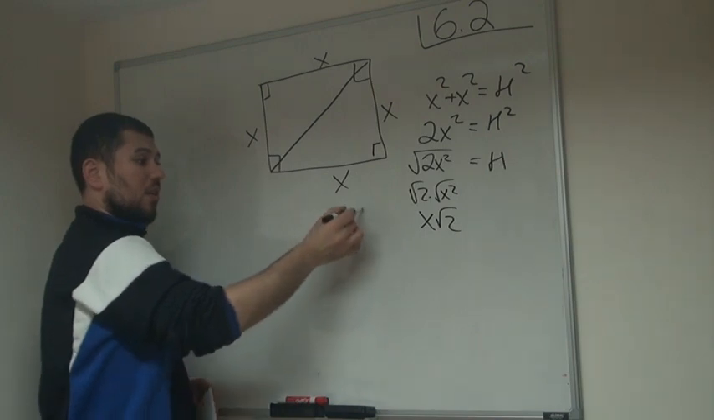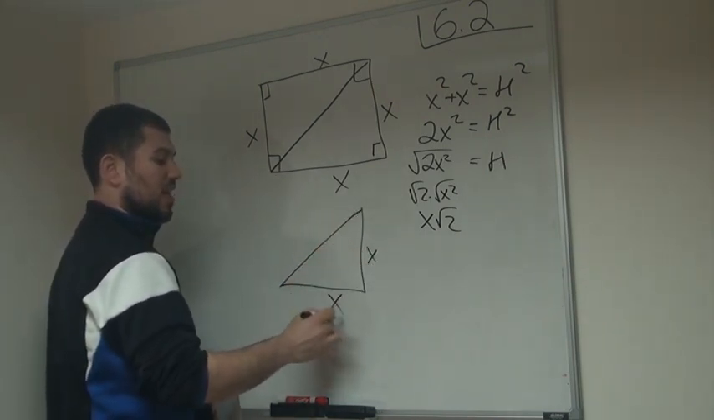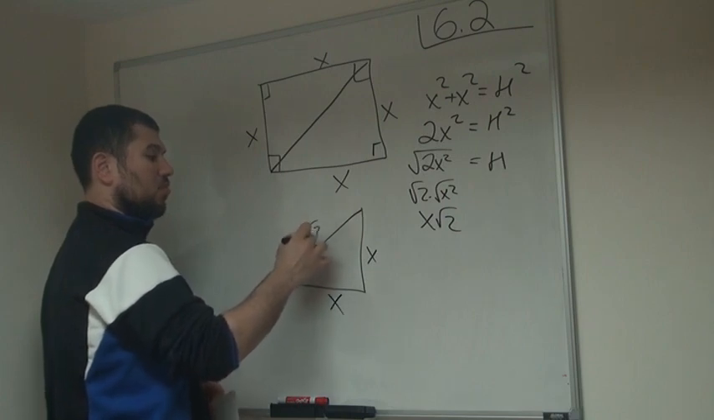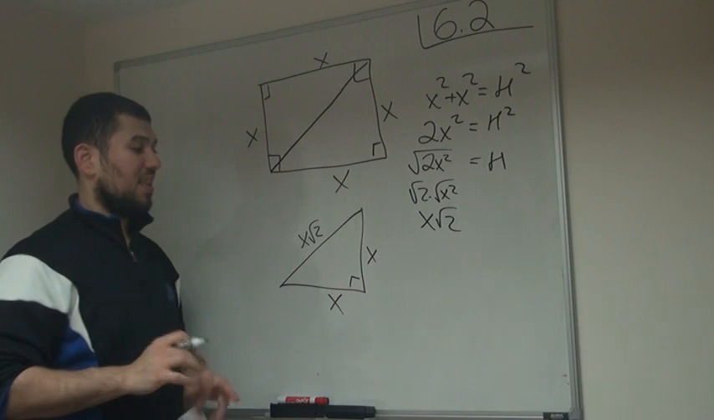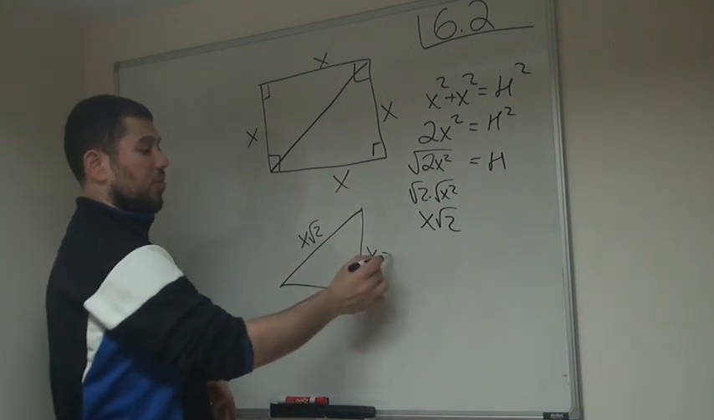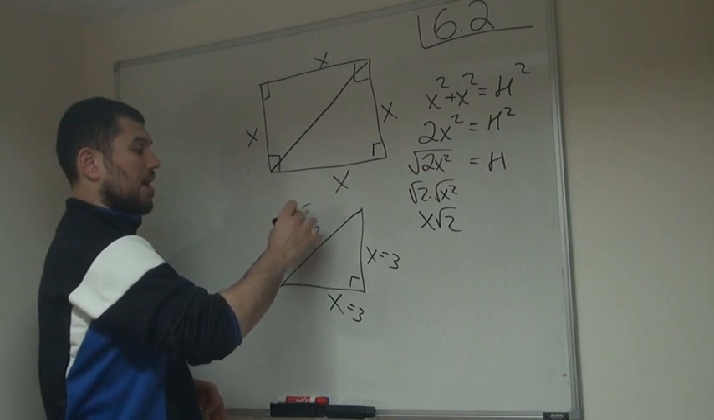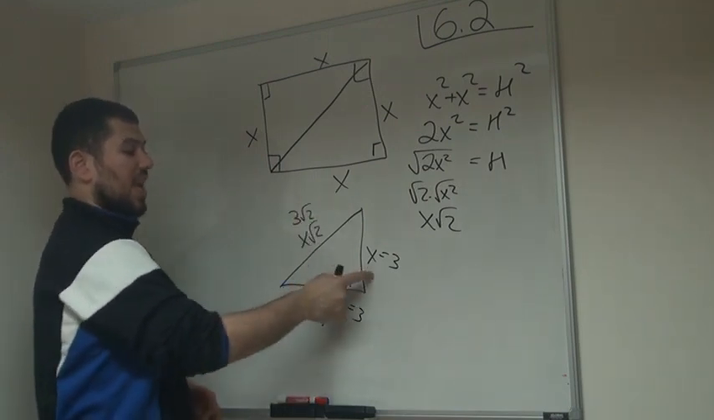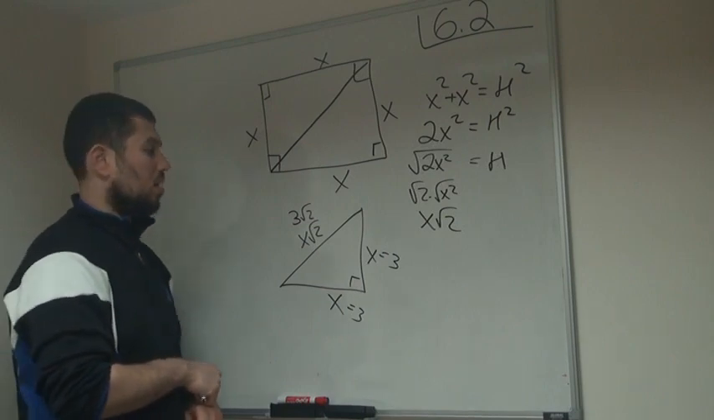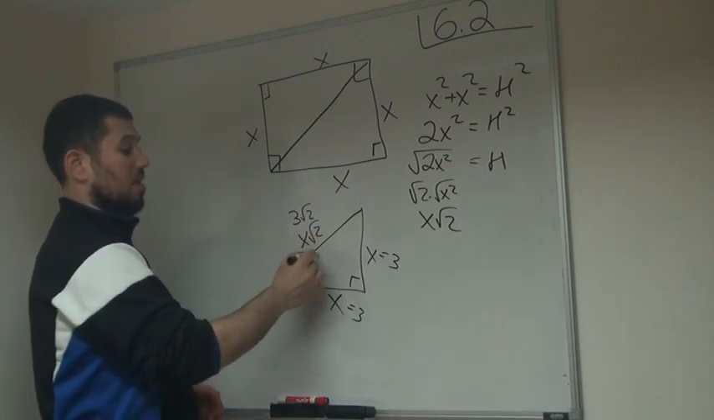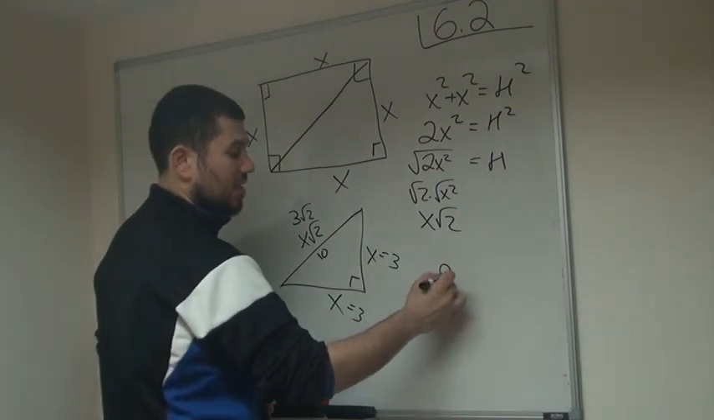And guess what? For a 45-45-90 triangle, the ratio of the sides is x, x, x root 2, where the hypotenuse is bigger than the side lengths. So if this was a 3, this would be a 3, and this would be a 3 rad 2. If this was a 10, this would be a 10, this would be a 10 rad 2. If the diagonal was a 10, let's say, then I would know, hey, the diagonal is a 10.